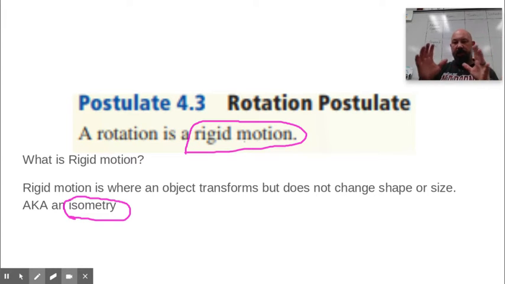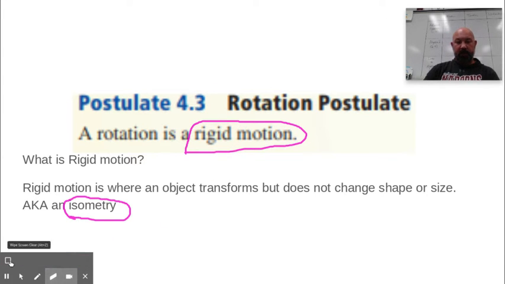We can move it left, right. We can rotate it. We can reflect it. It still does not change the size or the shape. And that's what rigid motion is. And that's what an isometry is, if you need to know that. Not going to be on my test, but you may need to know that language. Hopefully you'll remember it. 50-50 chance. I bet most of you guys are pretty smart. You probably will if you watch the video.